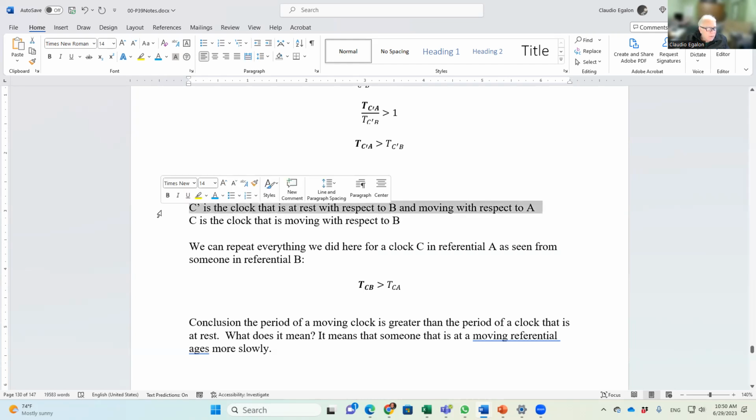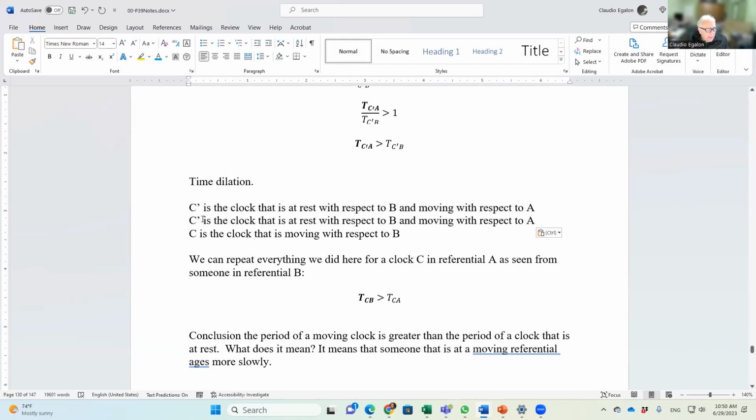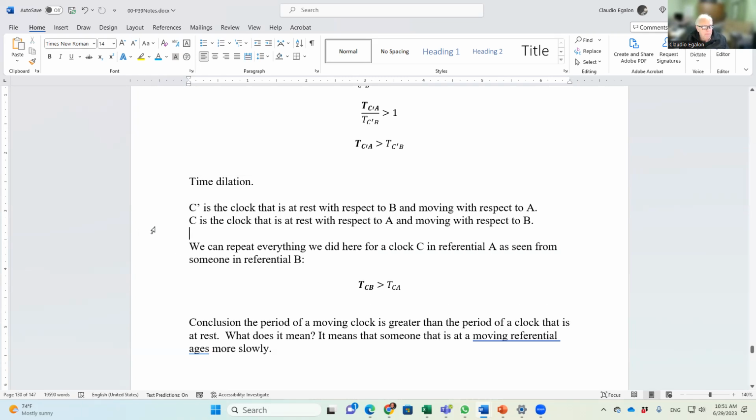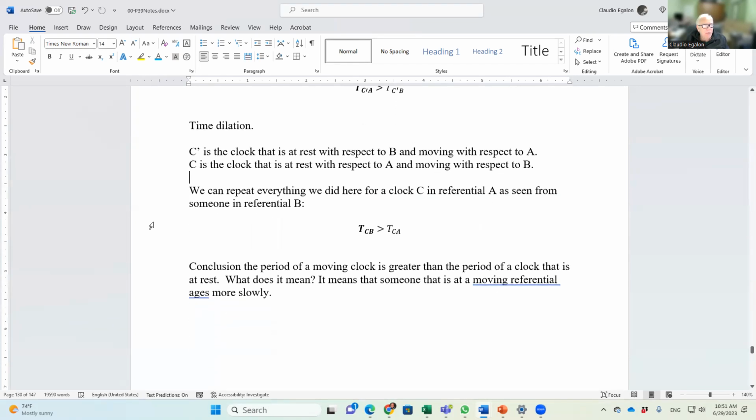And then we do the same thing for the other one. C is the clock that is at rest with respect to A and moving with respect to B. Sometimes it's difficult to keep track of all of that in your head, because it's too much information. So what matters is if the clock is moving or not. And we do have experimental evidence for that.